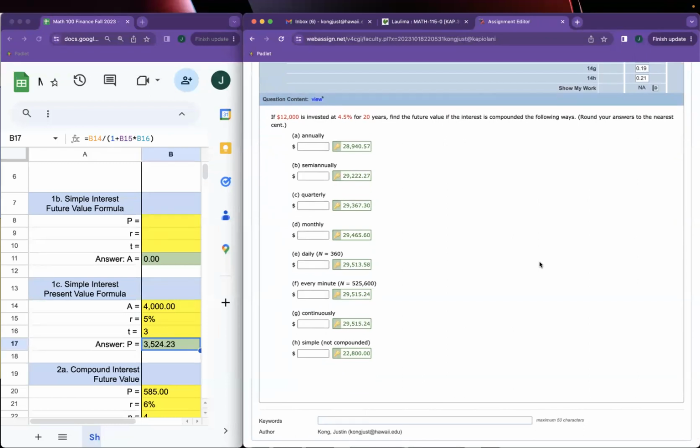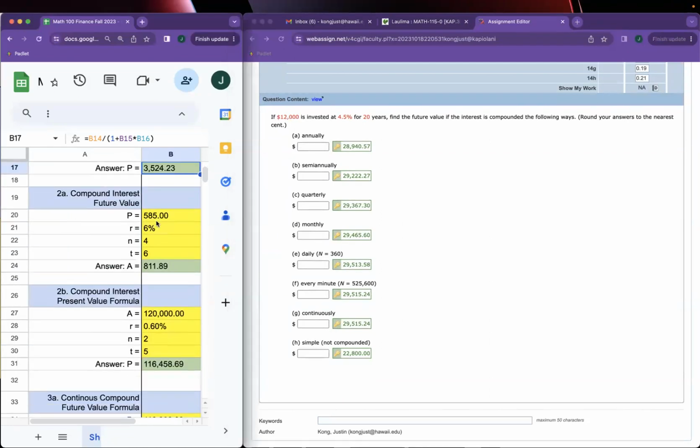So it says if $12,000 is invested at 4.5% for 20 years, find the future value if the interest is compounded in the following ways. And then it says annually, semi-annually, and so on. So this is a one-time deposit, right? One-time investment. That means it's going to be equations 1, 2, or 3. And in the first letters, A, B, C, D, E, F, we have compounding at some rate, some annually, semi-annually, etc. So for all those cases, it's compound interest. And we have a one-time deposit. We want to know the future value. So all those indicate we're going to be using formula 2A.